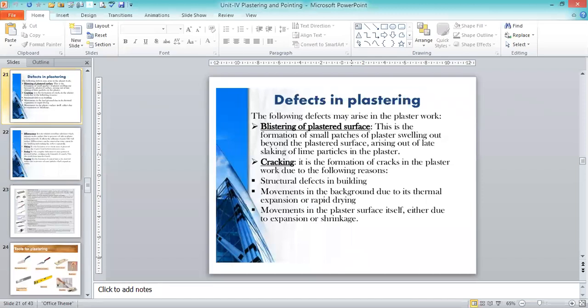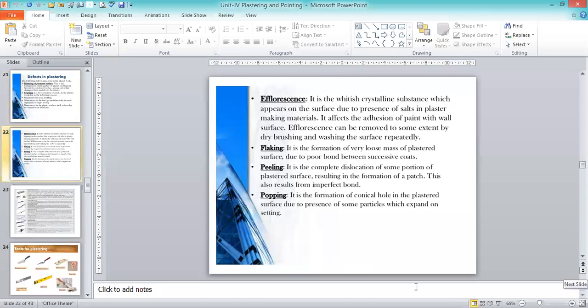This we did not discuss. Efflorescence means white patches develop because of excess salts present in the water, or excess salts present in the ingredients. That is called efflorescence. It is a whitish crystalline substance which appears on the surface due to the presence of salts in plaster making materials. It affects the adhesion of paint to the surface. Efflorescence can be removed to some extent by dry brushing and washing the surface repeatedly. If we see white patches, it is because of the excess lime we are using.